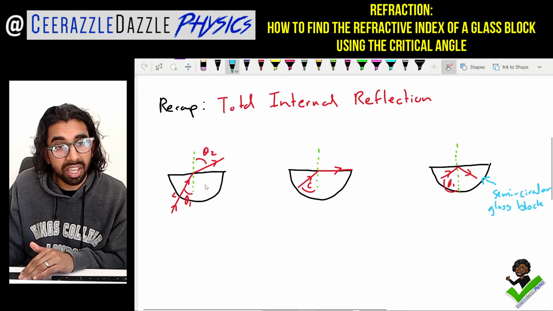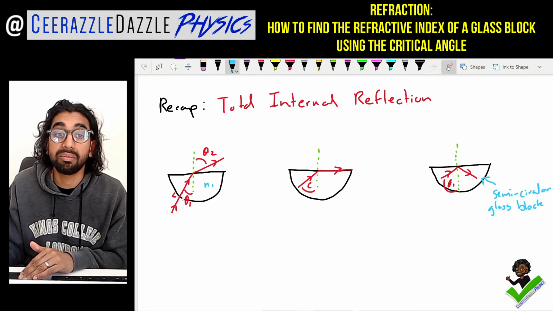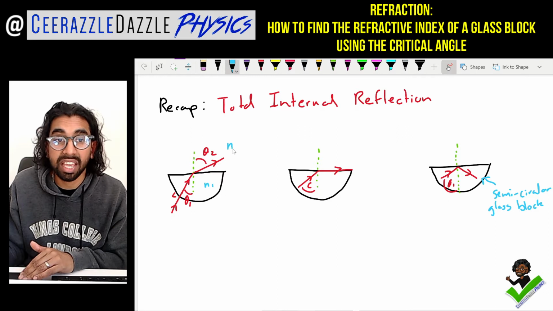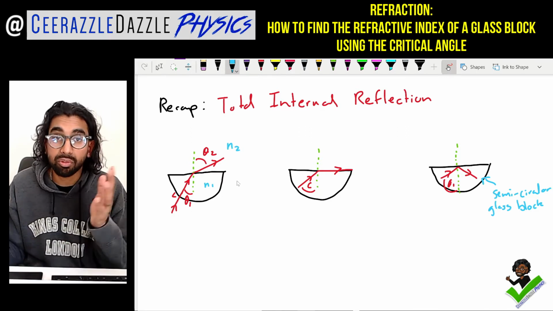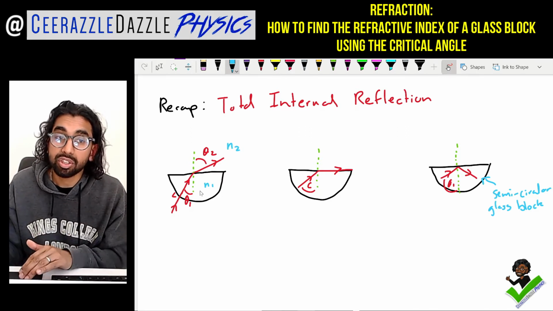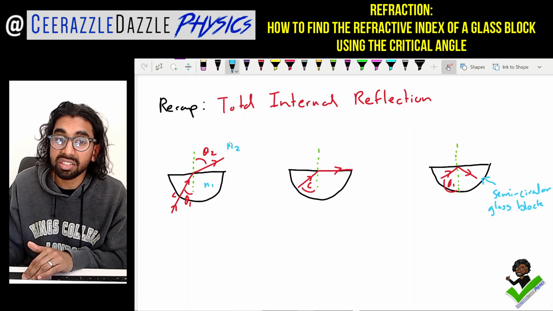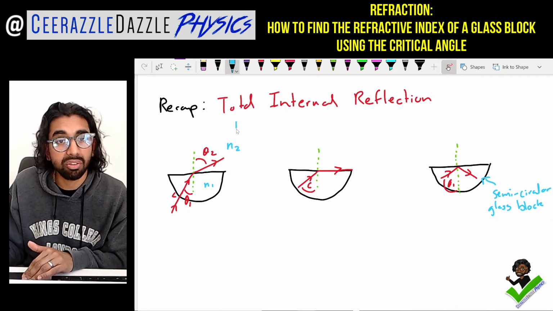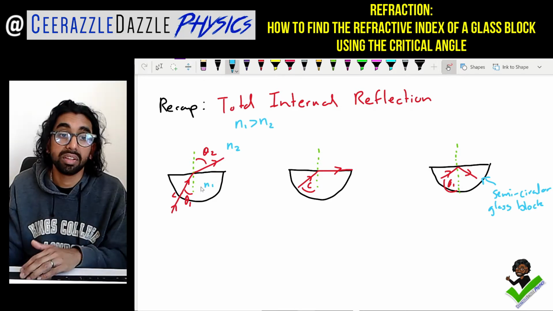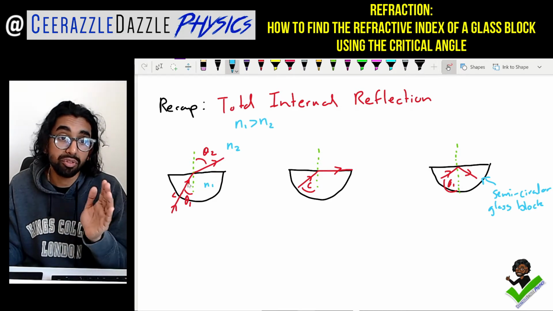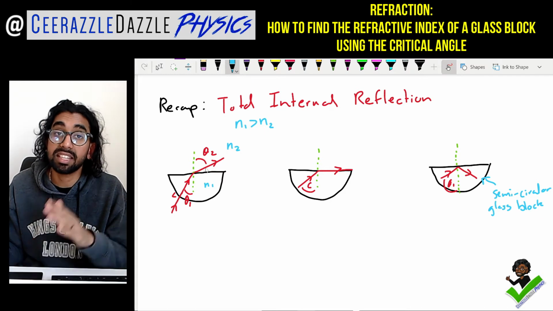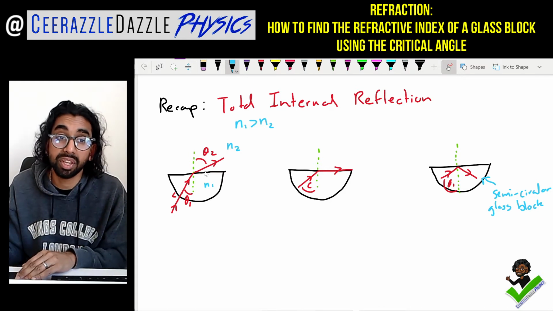So let's call this one N1, the medium that I'm first traveling in, and this one will be N2. Clearly the refractive index matters here. We're going from more dense to less dense, so the refractive index N1 is greater than N2. That's why it's bent away from the normal here.